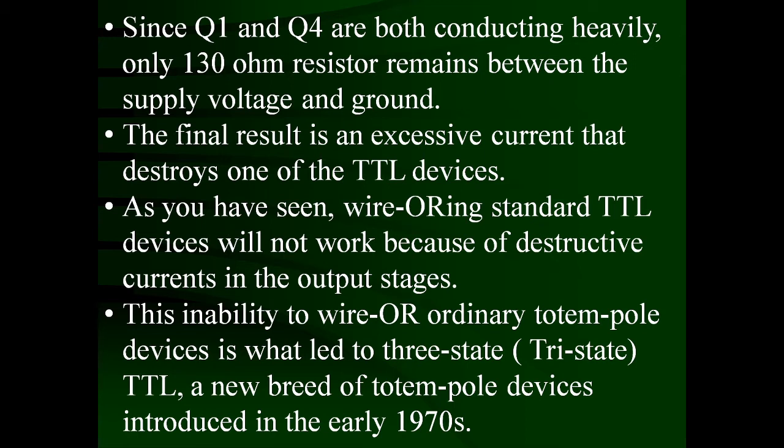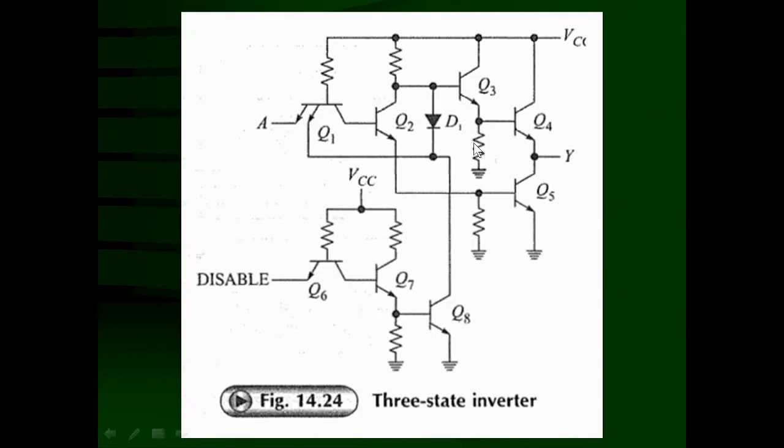As you have seen, wire-ORing standard TTL devices will not work because of the destructive current in the output stage. This inability to wire-OR ordinary totem pole devices is what led to the tri-state, or three-state, TTL devices, a new breed of the totem pole device introduced in the early 1970s. This is the circuit diagram of this new breed of tri-state devices.